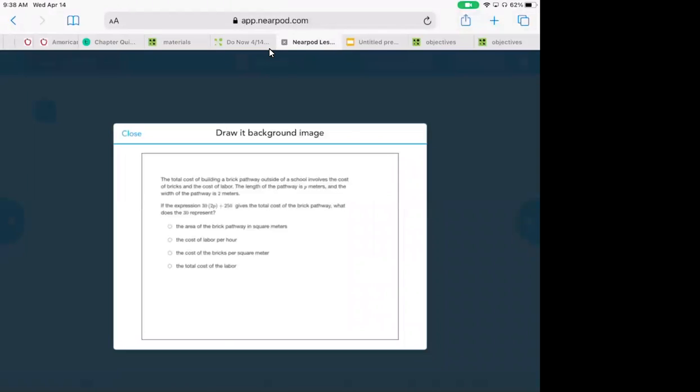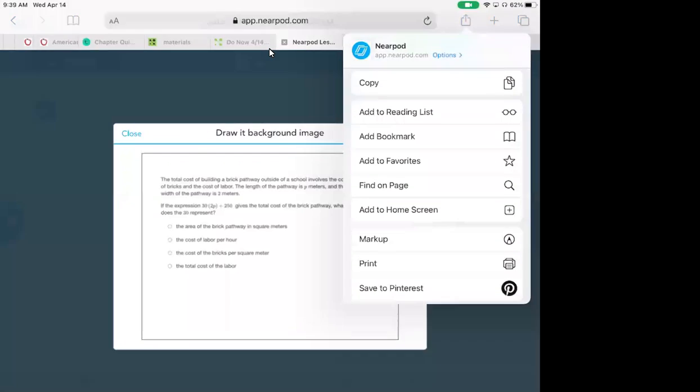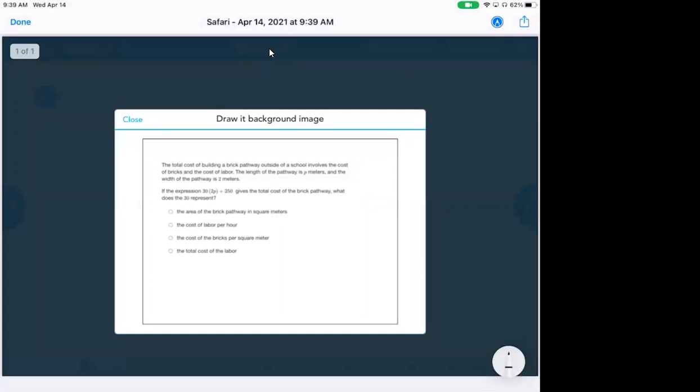It says the total cost of building a brick pathway outside of a school involves the cost of bricks and the cost of labor. The length of the pathway is p meters and the width of the pathway is 2 meters. If the expression 30 times 2p plus 250 gives the total cost of the brick pathway, what does the number 30 represent?